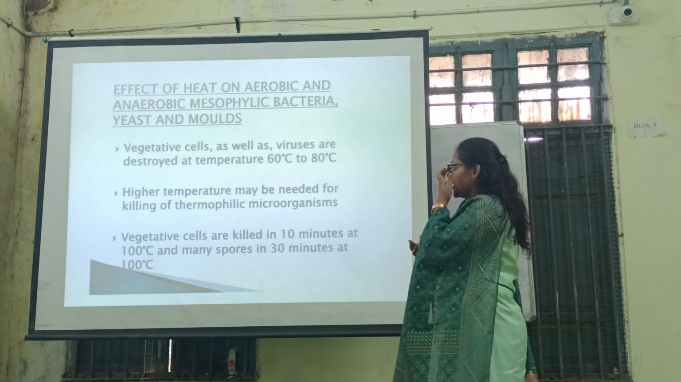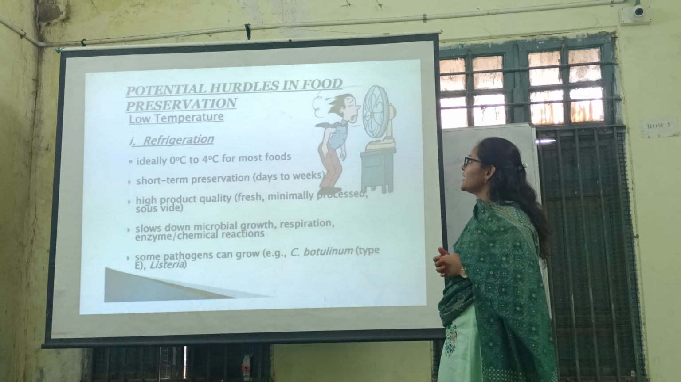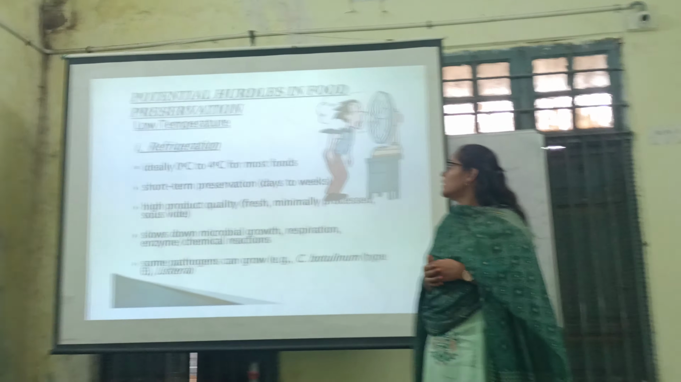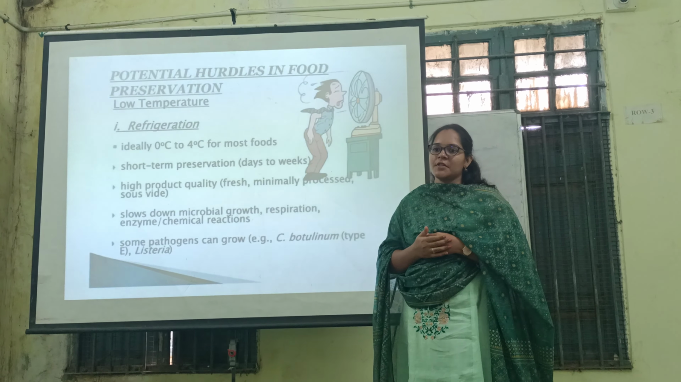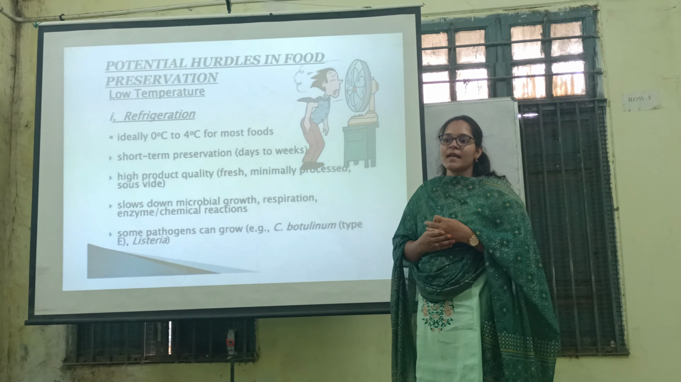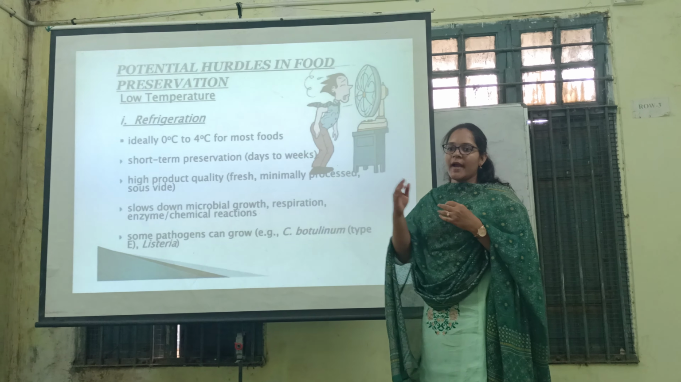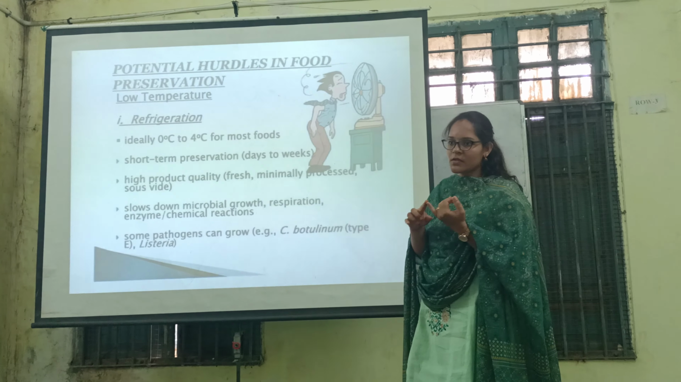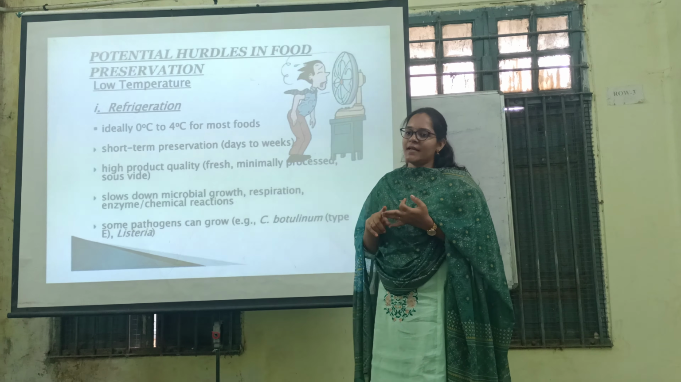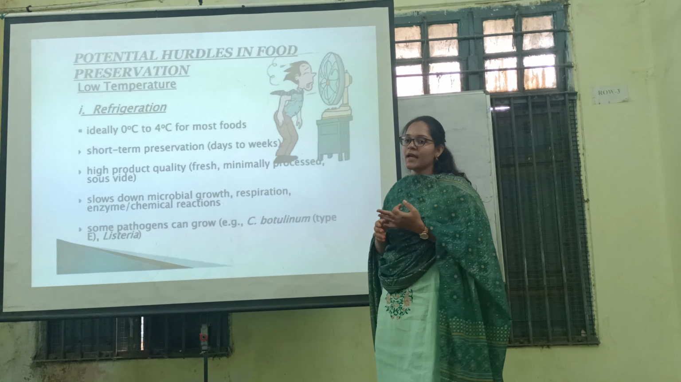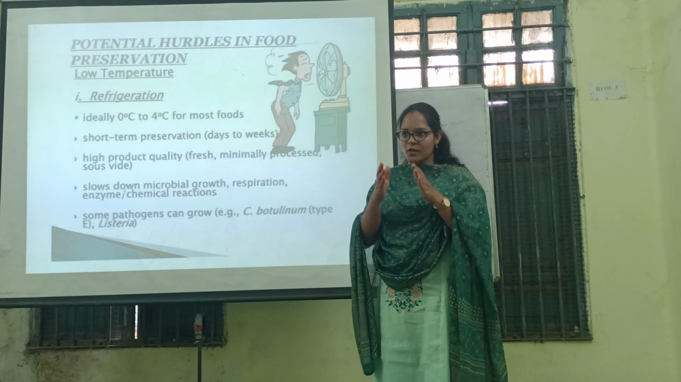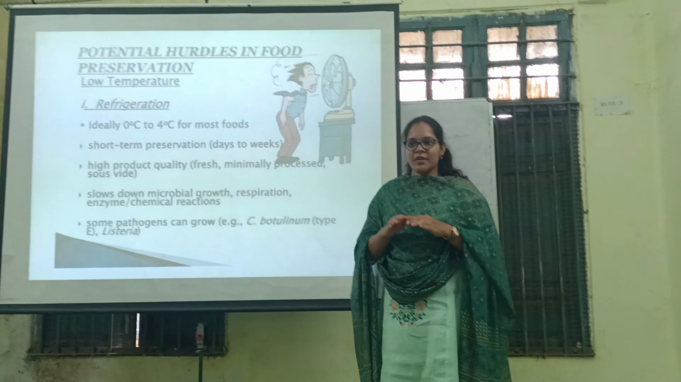Next, potential hurdles in food preservation. What are the main potential hurdles observed in food preservation? Temperature. When we take a high temperature, that is used in the pasteurization method, sterilization method and the blanching method. When we take a low temperature, we can maintain it only with the refrigeration method.